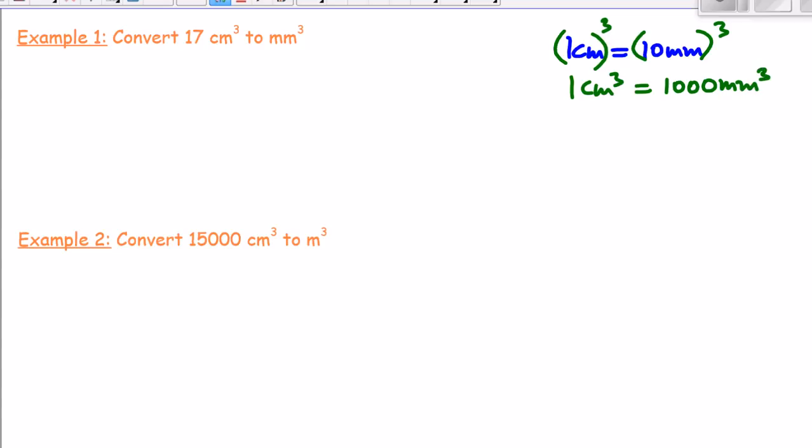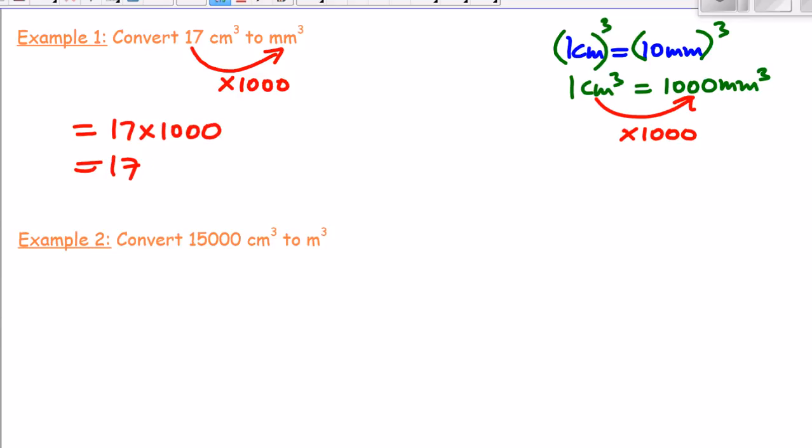That way, you'll know what to do when you're converting from centimeters to millimeters. In this case, to convert from centimeters to millimeters, you're going to multiply by 1,000 because millimeter is a smaller unit. So to move from there to there, you multiply by 1,000. Our solution will be 17 multiplied by 1,000, which is 17,000 millimeters cubed.